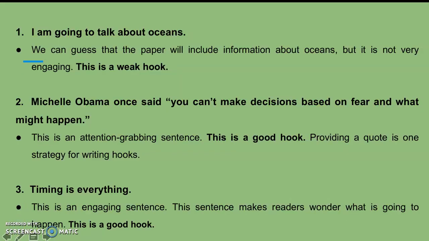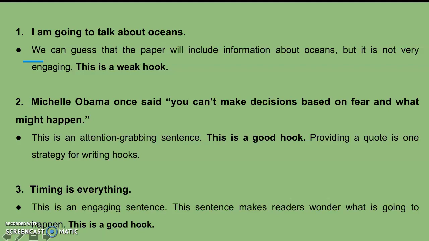Now that you've individually gone through each sentence and reflected on what made each a good or a bad hook, let's go through this together. The first sentence, I am going to talk about oceans, introduced an idea. We can assume that the paper will include information about oceans next, but it is not very engaging. It doesn't draw the reader in. Therefore, this is a weak hook.